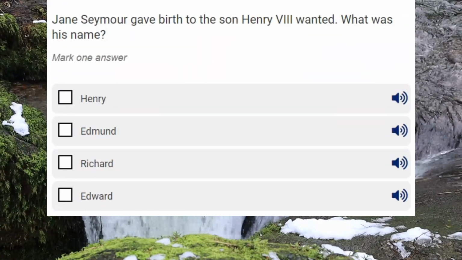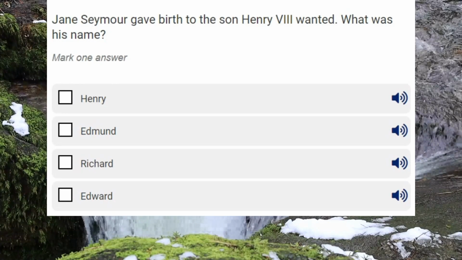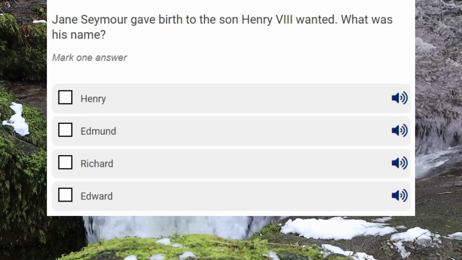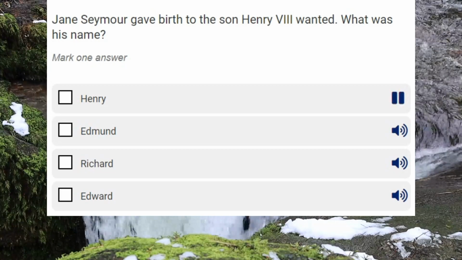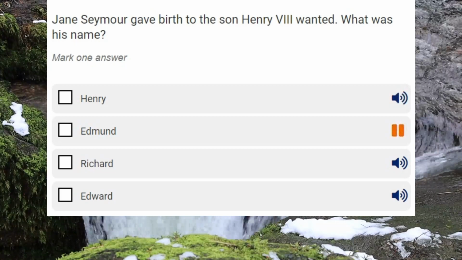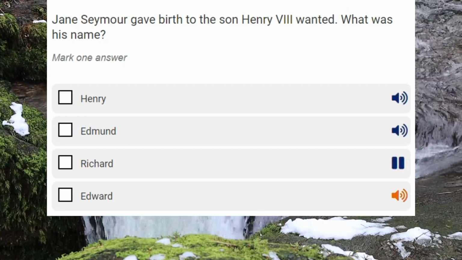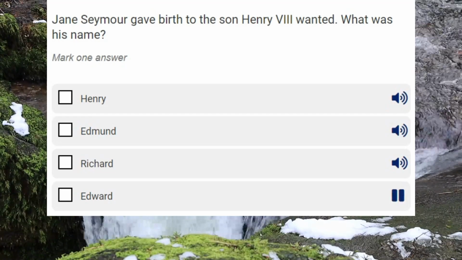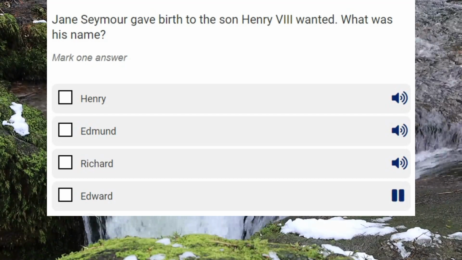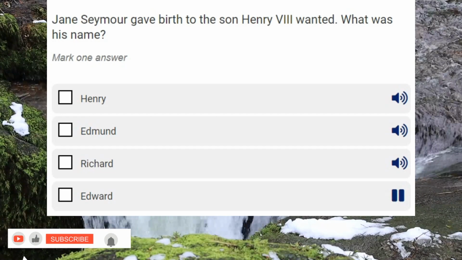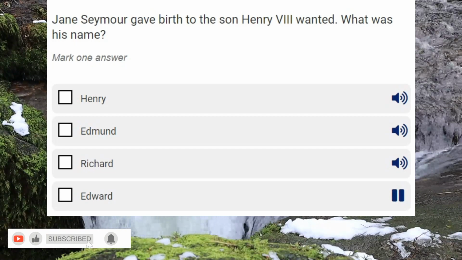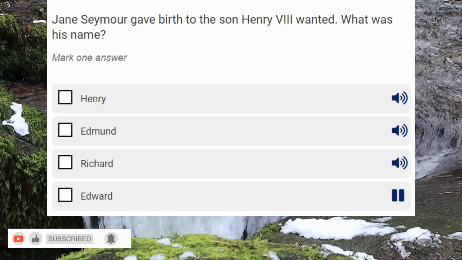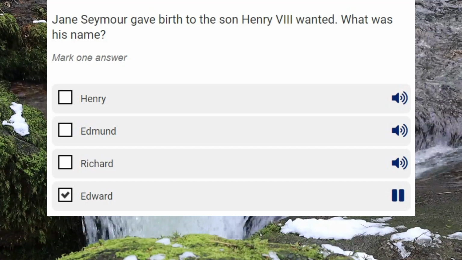Jane Seymour gave birth to the son Henry VIII wanted. What was his name? Henry, Edmund, Richard, Edward. The correct answer is Edward.